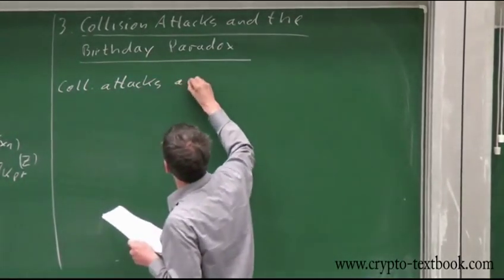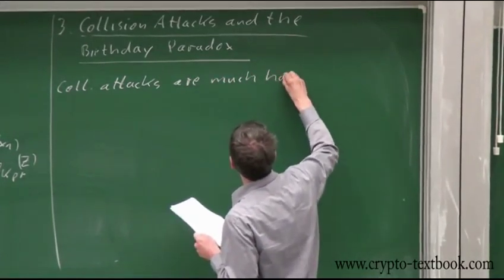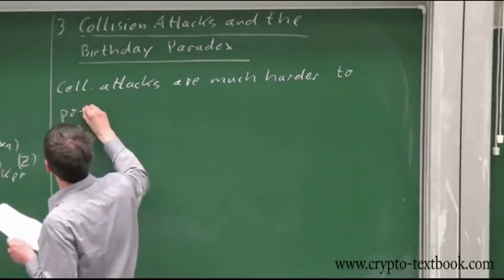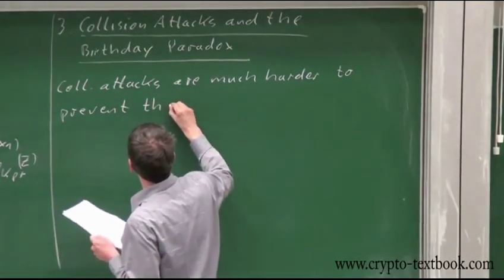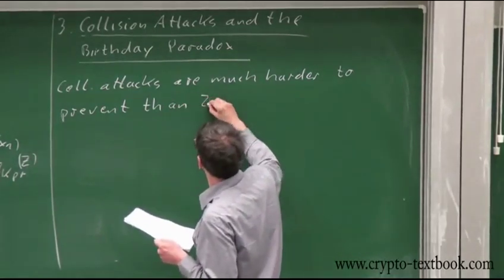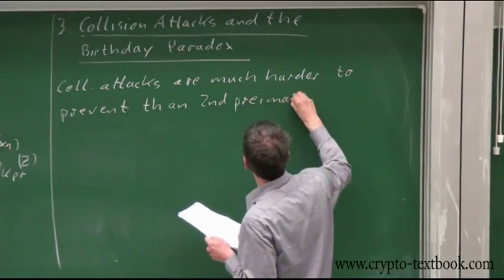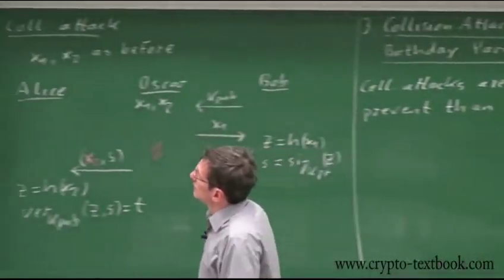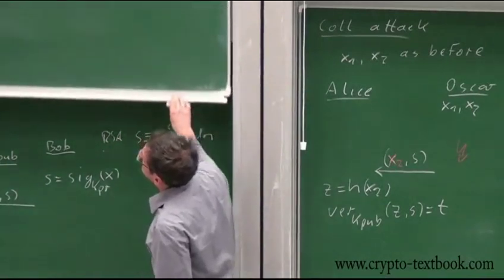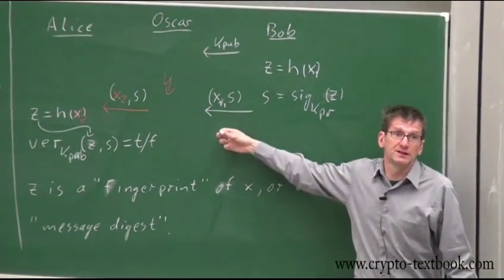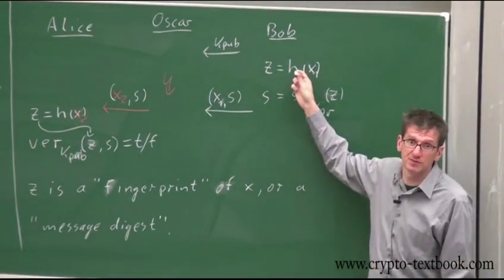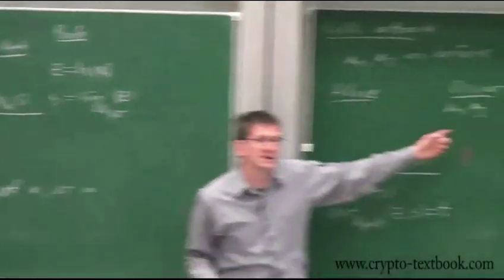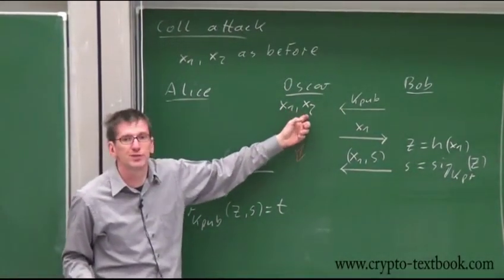collision attacks are much harder to prevent than second pre-image attacks. So what I'm saying here is there's this one attack. Again, remember x1 was chosen by Bob, and x2 was chosen by Oscar, right? x1 was given by Bob, x2 by Oscar. Here, it doesn't seem all that different, right? x1 and x2 are both chosen by Oscar.